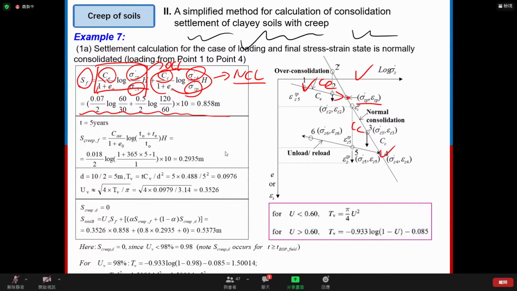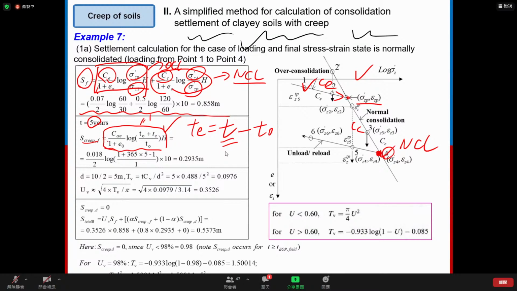Then we should calculate S script final, the second item in the simplified B method. At the time point of 5 years, S script final can be calculated using this equation. Why? Because the final stress here, the point 4, is at the NCL line, right? So we use this equation. And t0 is equal to 1. And how to calculate te? te is equal to t minus t0.